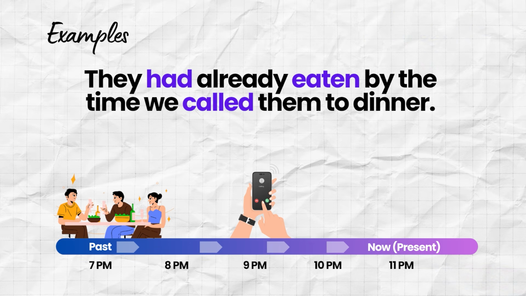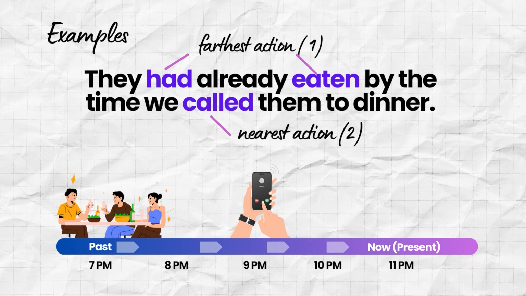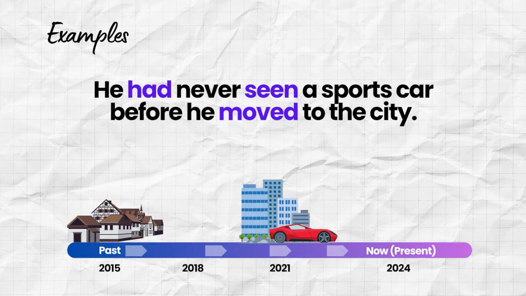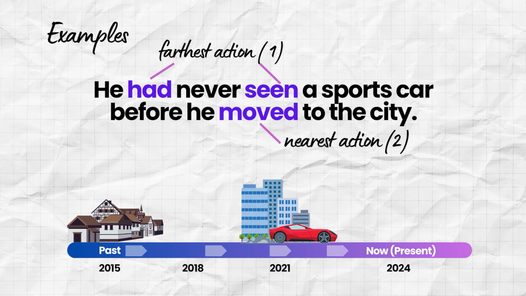They had already eaten by the time we called them to dinner. Their eating was complete before another past action. That is you calling them. He had never seen a sports car before he moved to the city. This tells us he saw a sports car only after moving to the city.